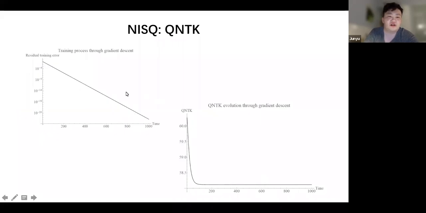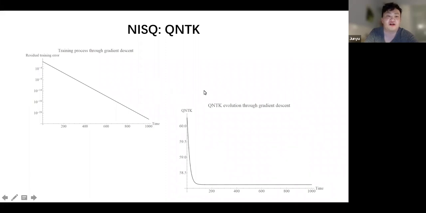And also, we find that the theory actually works quite well in the case where you have relatively large L, where those two plots are some instances of the experiment that we have, where we take a log of the residual training error. So this looks linear, which indicates that it is an exponential decay. And actually, if we read the quantum neural tangent kernel, you will find that they are indeed almost constant during the evolution in some real training examples.